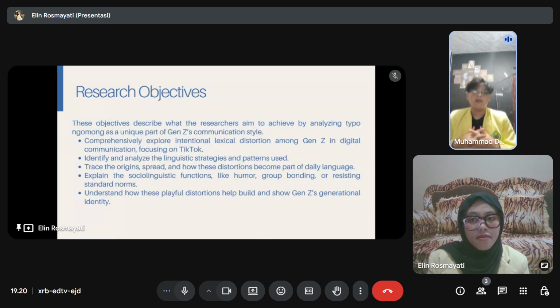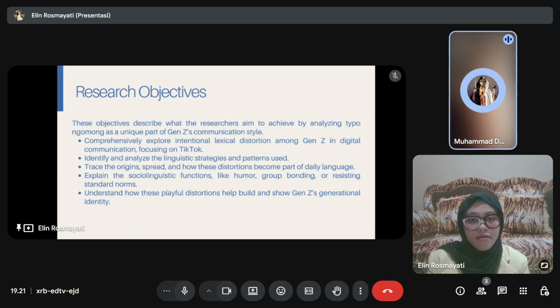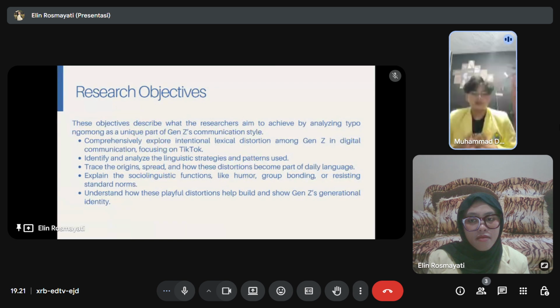People get around in the comment section, or even in non-private messages, and they are trying to understand how this playful distortion helps build and show the identity of Gen Z, how they are using language creatively, adding humor into the language, and showing the Gen Z or generational identity.